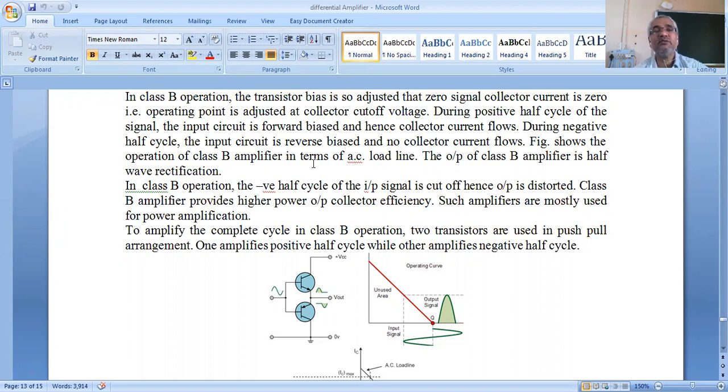So operation in terms of load line, we have shown. So output of class B amplifier is half wave rectification. म्हणजे this amplification is just like a half wave rectification. जसं डायोड मध्ये आपण बघितलं half wave rectifier, तसं इथे class B मध्ये होते, the operation is similar to the half wave rectification. So the output of the class B amplifier is half wave rectification.